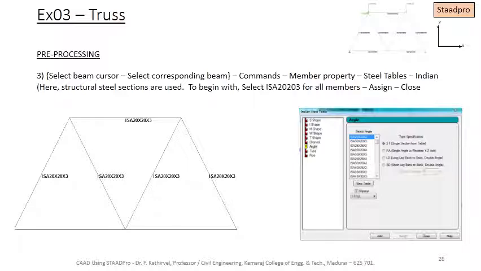Here for the initial trial, we can select the least angle ISA 2023, which is Indian standard angle 20 by 20 by 3 mm for all the members. For analysis, we just need the internal forces developed. So only during design we can check whether this member is safe or not. If it is not safe, we can increase the section. So click assign, close.